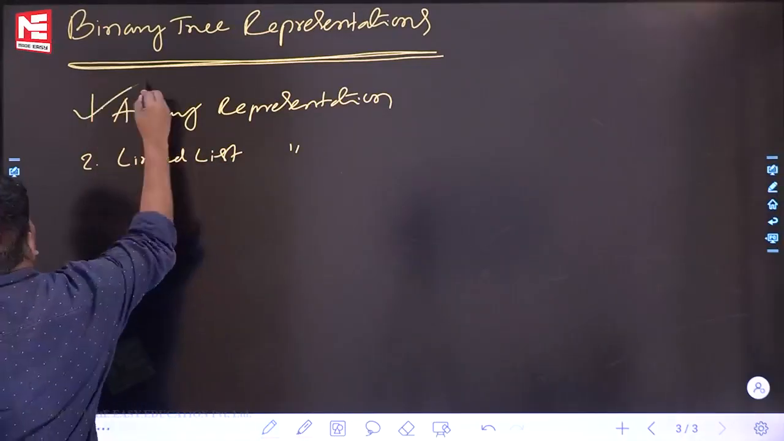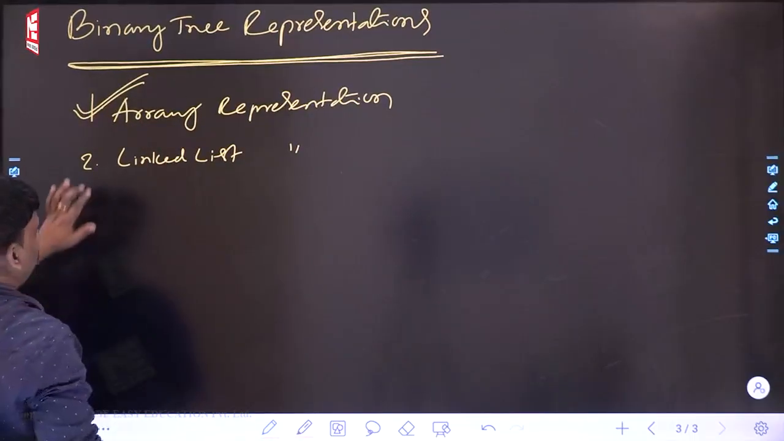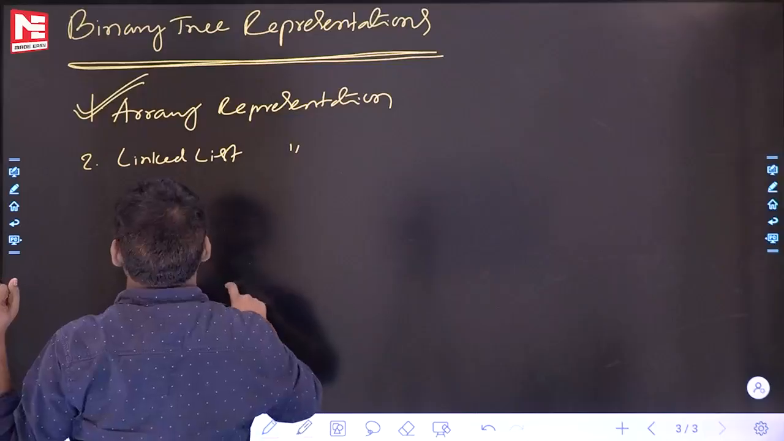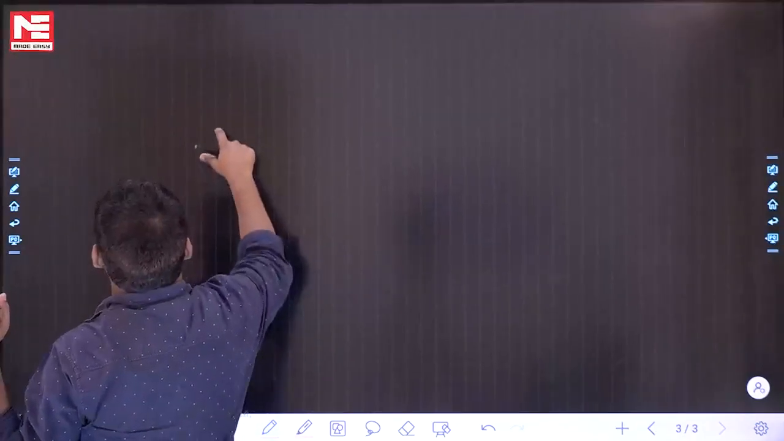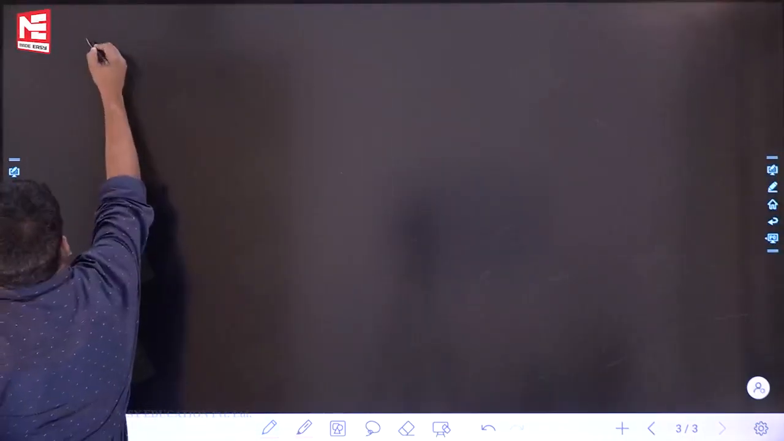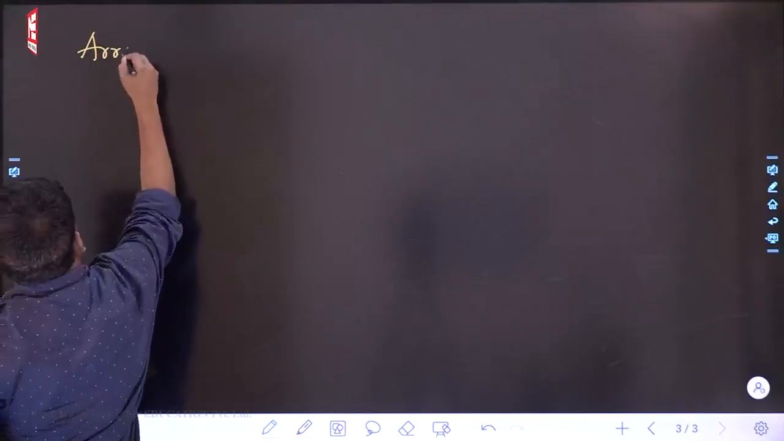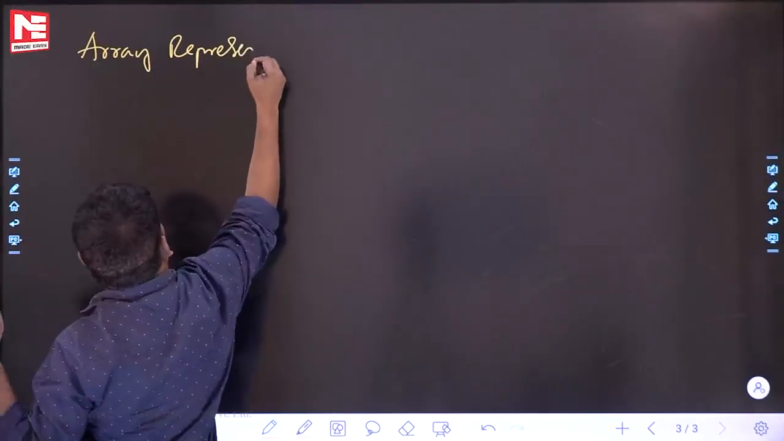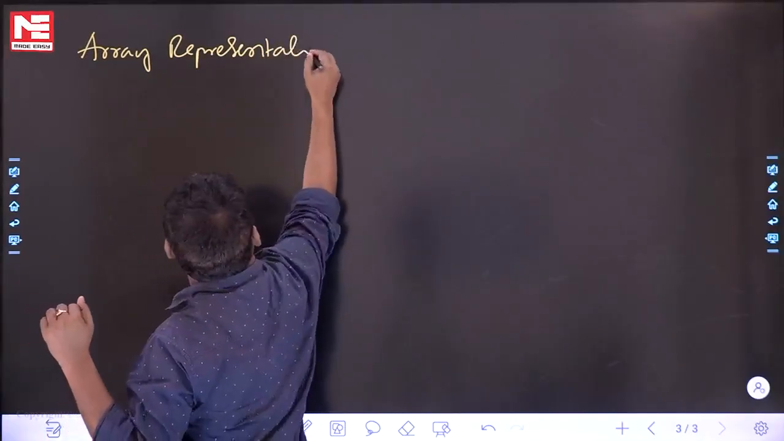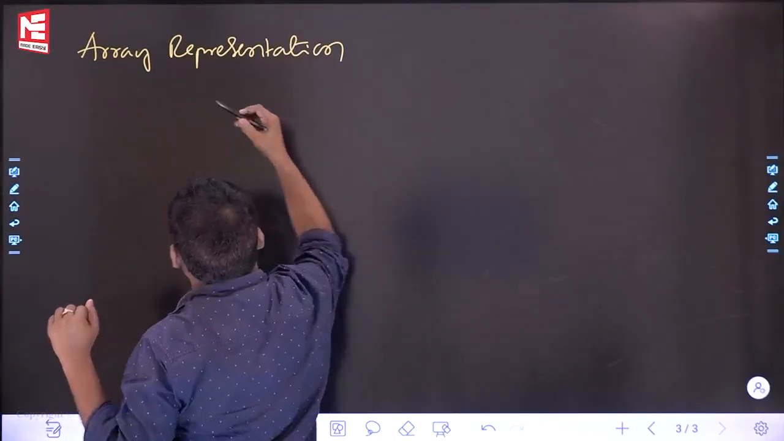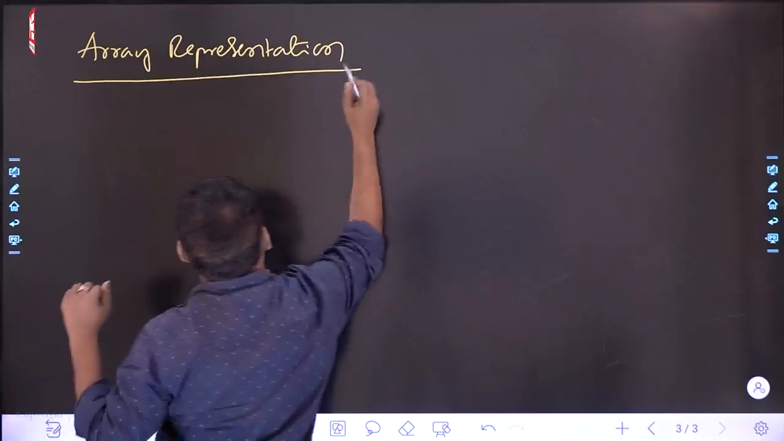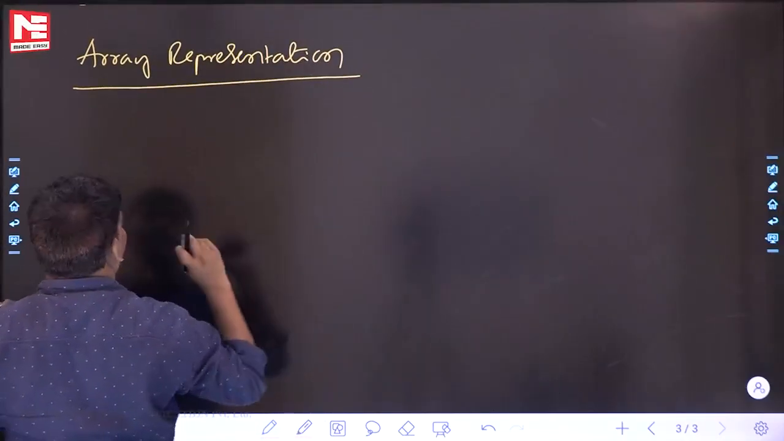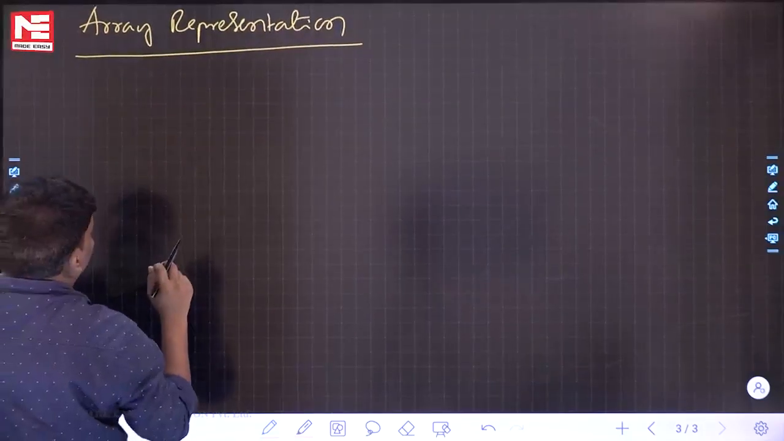See, array representation, how? I am explaining the array representation. Afterwards we will see linked list representation. Let me write here. Array representation. Please be careful. This is a very important topic. Array representation is a very important one. Please see this one.